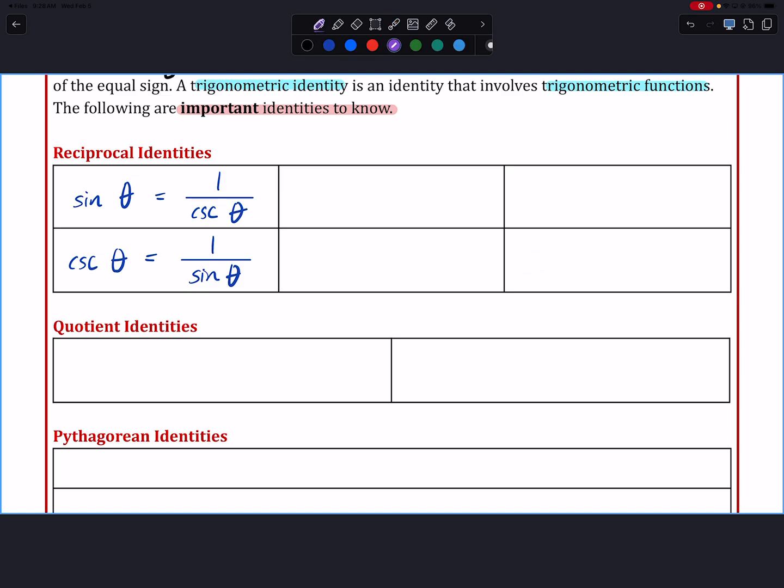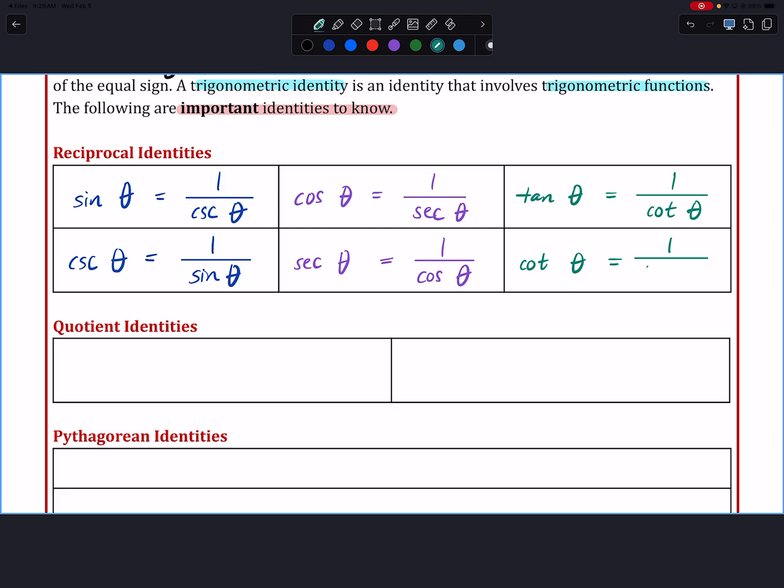So I could say that the cosine of theta is the same thing as 1 over the secant of theta. And then the secant of theta is the same thing as 1 over cosine of theta. Tangent of theta is then 1 over the cotangent of theta. And cotangent of theta is the same thing as 1 over the tangent of theta.